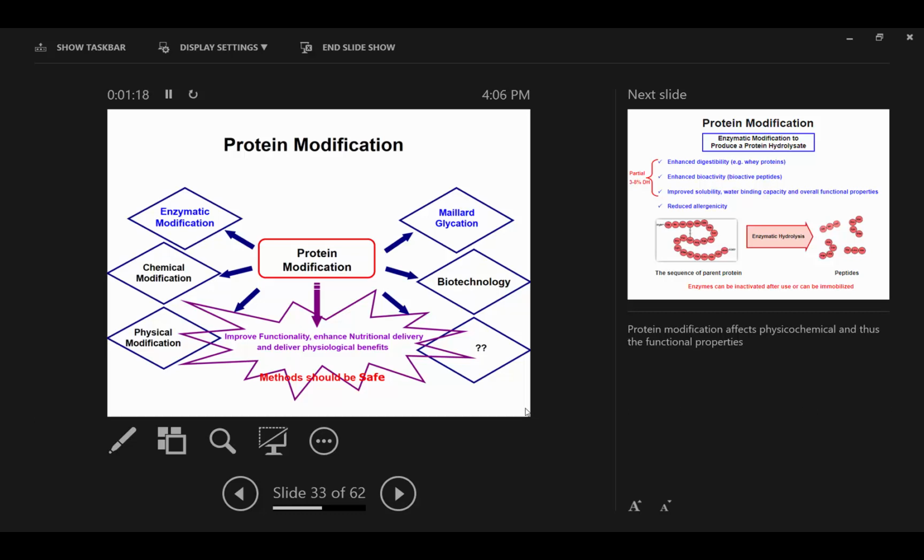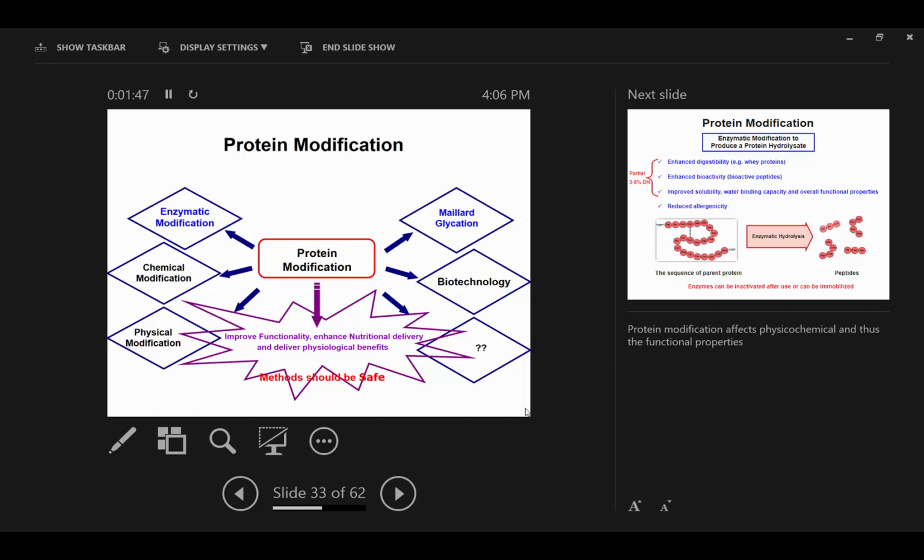So for protein modification, does anybody know why we care or even want to modify a protein? If you want to make a protein more soluble. Very good, make a protein more soluble. Make a protein better digested, more digestible.